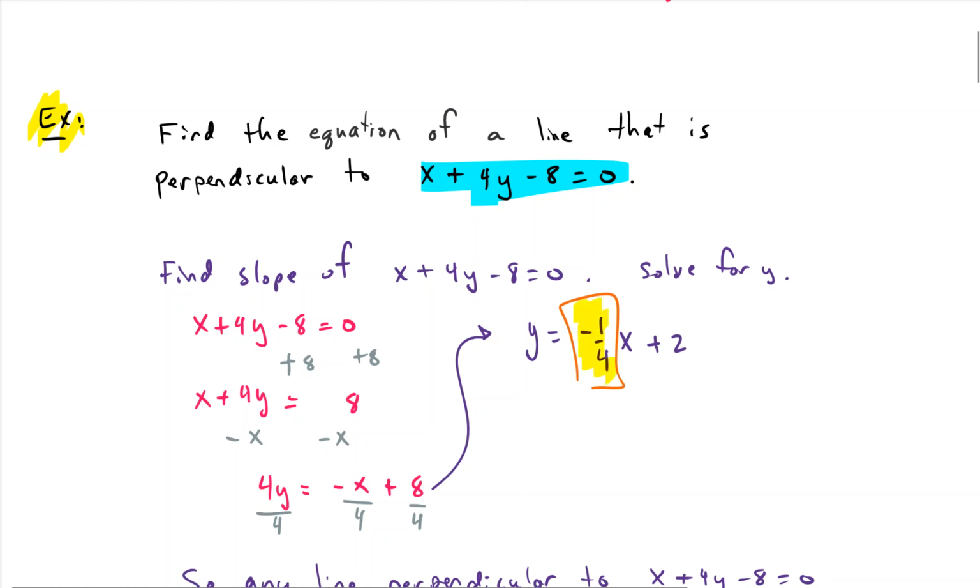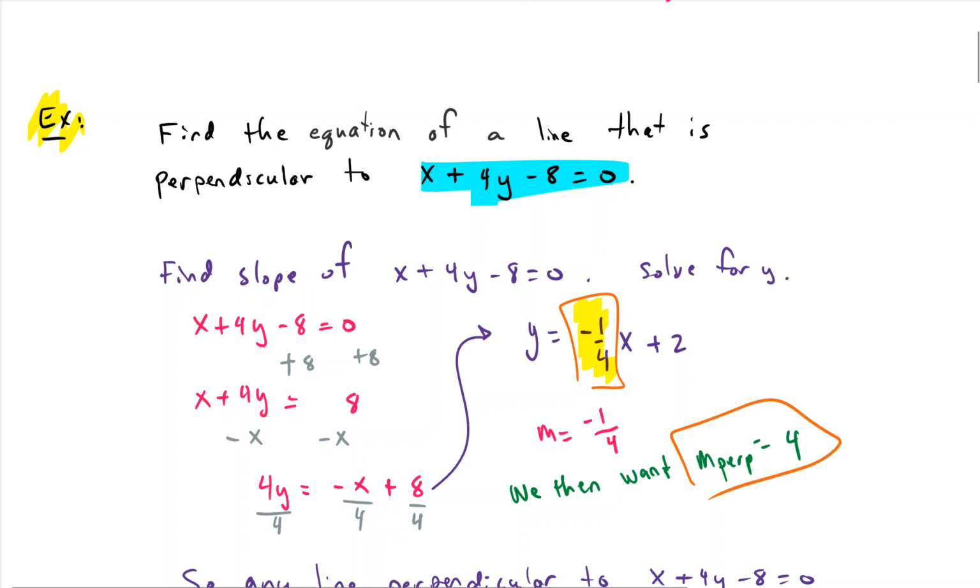So this gives us our slope for the equation x plus 4y minus 8 equals 0. So m equals negative 1/4. The slope that we want is going to be the negative reciprocal of that. We'll call it m perp for m perpendicular. The negative reciprocal of negative 1/4: you flip it, so the 1/4 becomes a 4, and then you change the sign, so it becomes just positive 4.